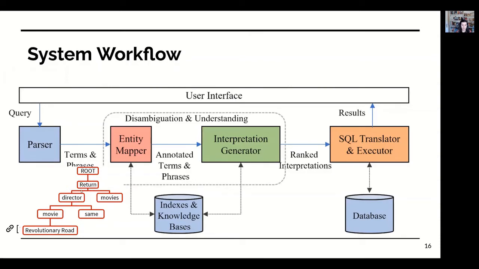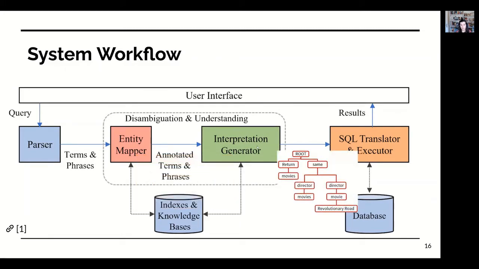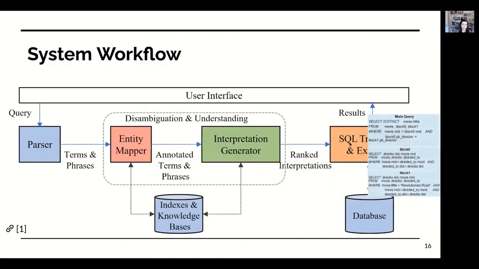Then this tree will be given to the entity mapper that will try to find how the various parts are found within the database. Here we see that Revolutionary Road is in fact the value of movie title, and movies and director correspond to these specific tables in our database. Then the interpretation generator will generate an intermediate tree that captures how these database elements should be connected in order to generate the results. This is something that the system understands, so the SQL translator can use it and generate the code that is needed in order to bring back the results.